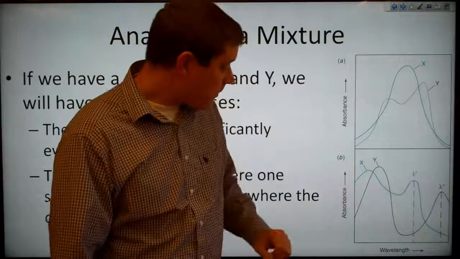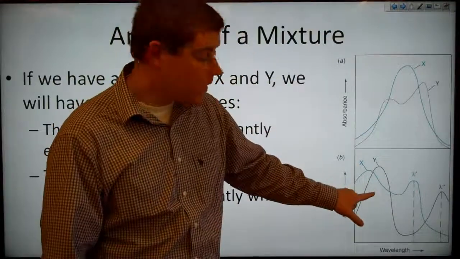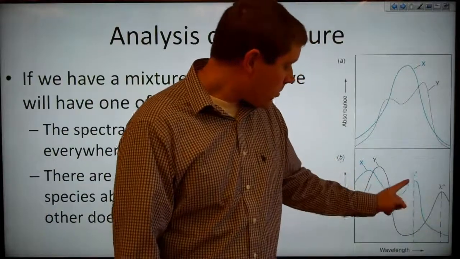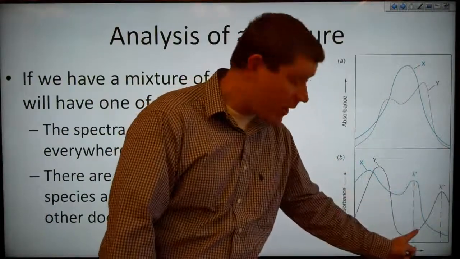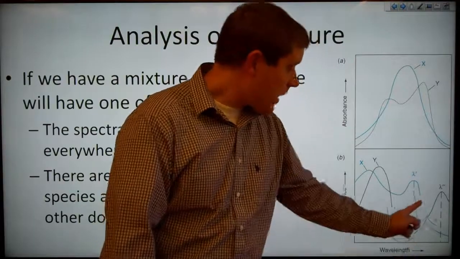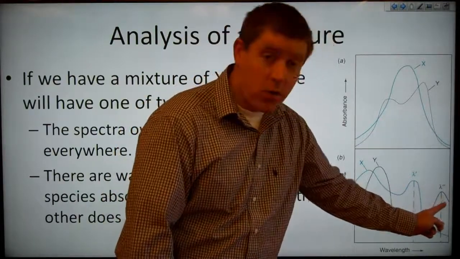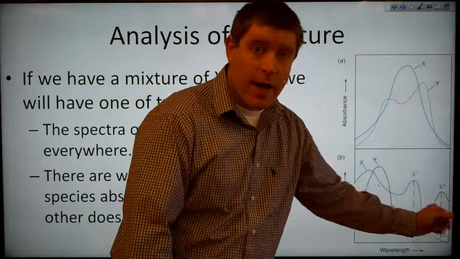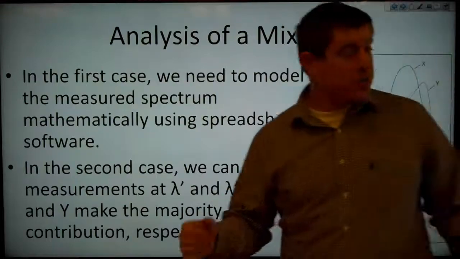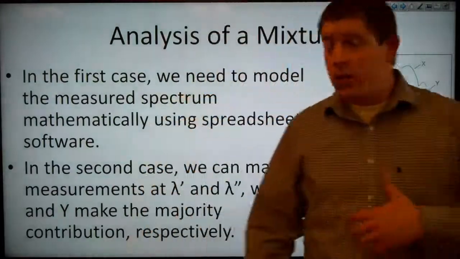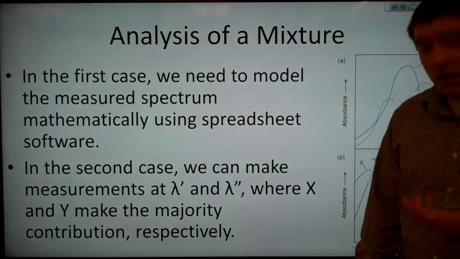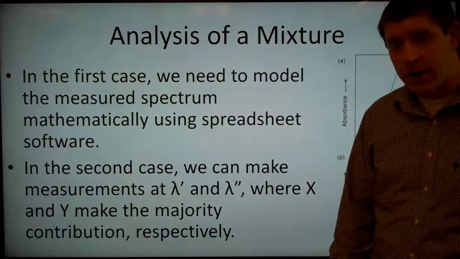But on the bottom one, X and Y absorb significantly over here towards the left, but X absorbs more strongly here in this range where Y does not absorb very much, and Y absorbs strongly over here where X does not absorb very much. So in our first case, this top graph here, we need to model the measured spectrum mathematically using some sort of spreadsheet software like Excel.